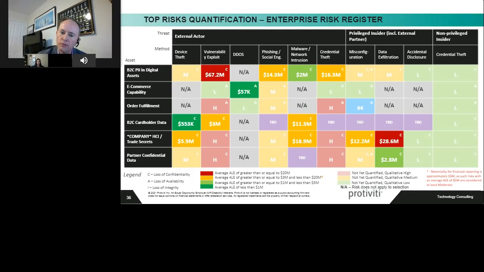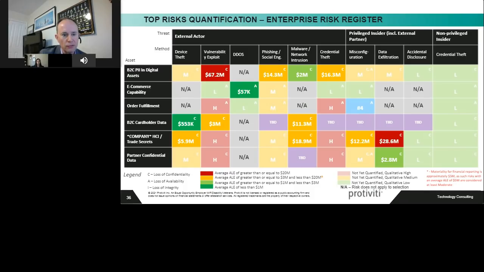And it was material for financial reporting for this organization at $5 million, so risks with an average ALE, annualized loss expectancy, of $5 million are considered at least moderate. These are the things that they would have to report to their financial auditors. These are the things they cared about most, and they naturally set their risk appetite. It was much harder to do this consistently in the past when everything was low, medium, and high. They had no idea.